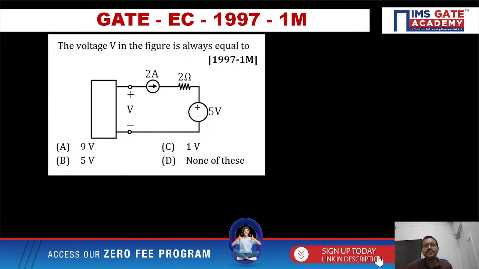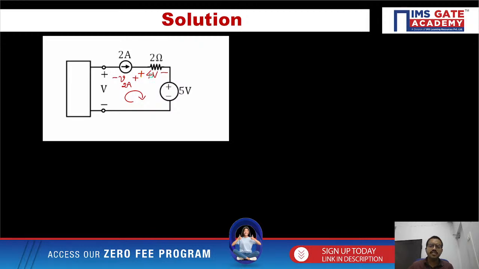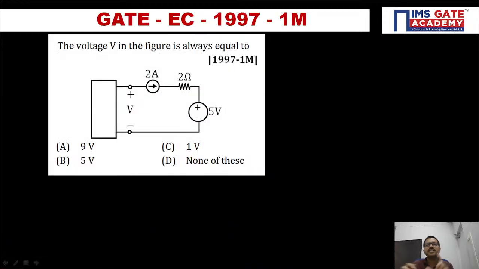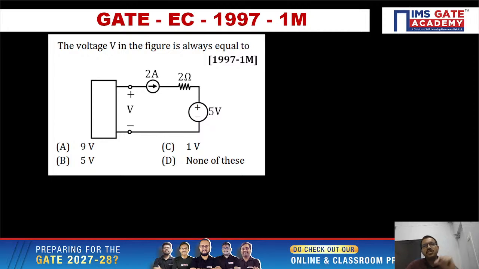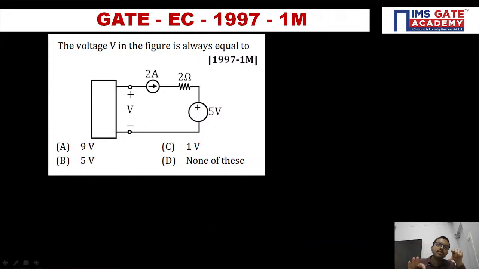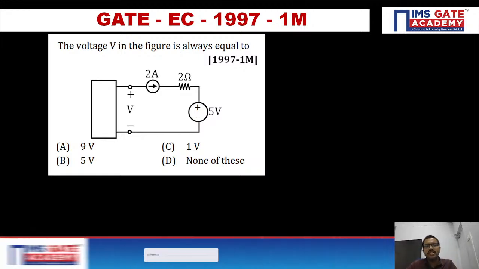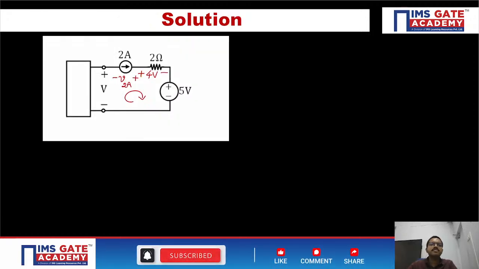The reason is they are not asking with respect to the rightmost two elements, the 2 ohm resistor and 5 volt source. Across that, if they asked for the voltage value, then option A is correct. But across that they are not asking. Rather, after considering the 2 ampere current source along with the 2 ohm resistor and 5 volt, across that whole configuration they are asking the voltage. Right. Here the twist is there.